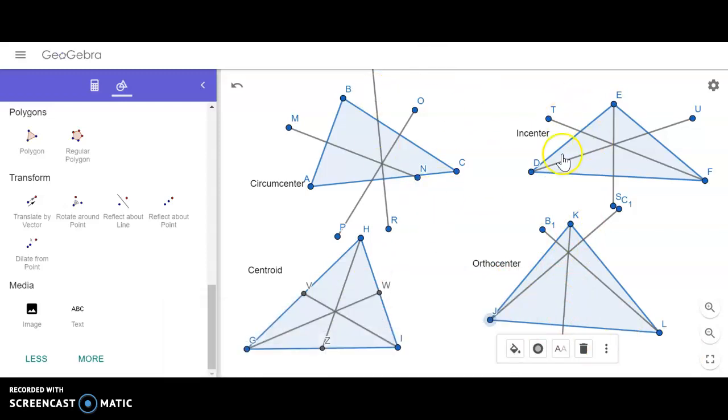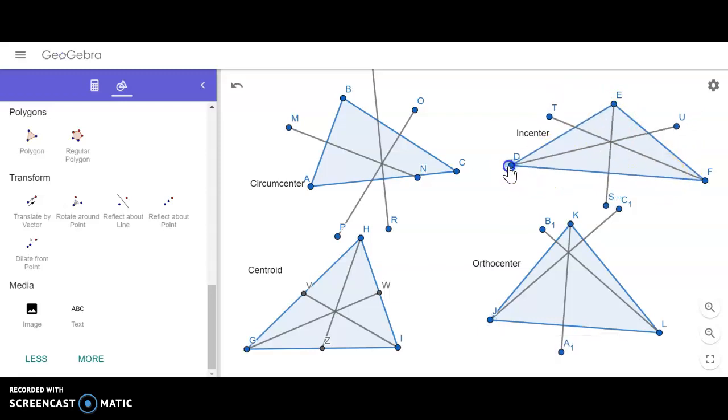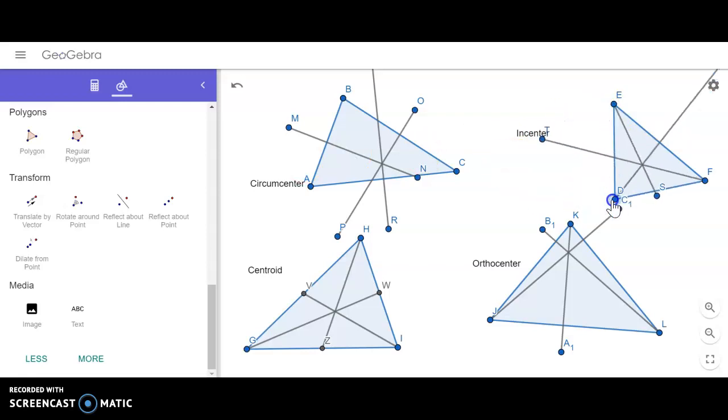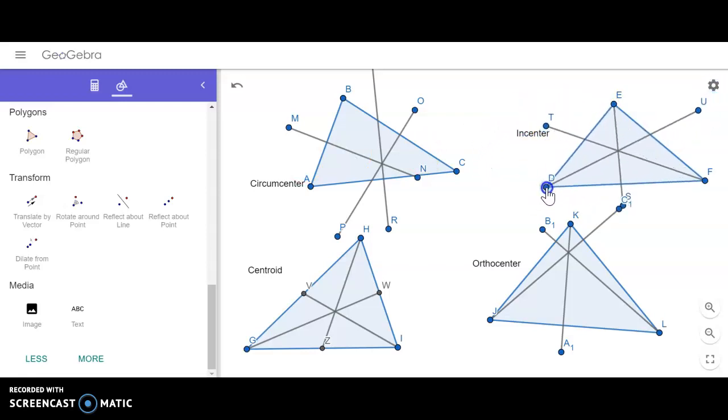Then our other 2 are the incenter. The incenter is created by angle bisectors. So we should see angle bisectors right here and right here. And again, this is one that doesn't go through the vertex. But what we see is that this point is going to be the same distance to this line. This is the same distance to each side. No matter where we move this, it always stays inside though.